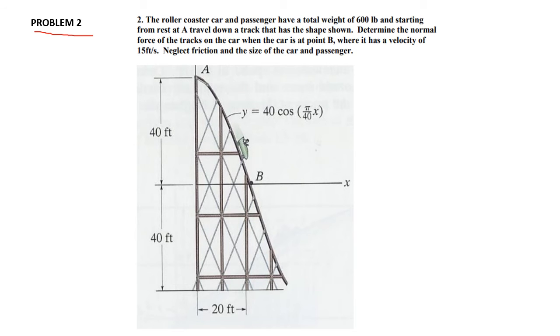So in problem 2, the roller coaster car and a passenger have a total weight that they give us as 600 pounds. Starting from rest, so we know the initial velocity is 0, at A, they travel down a track that has the shape shown here. So we have an expression for the shape of the track here. They want us to determine the normal forces on the track of the car when the car gets to this point B down here, where it has a velocity that we know of, 15 feet per second. They tell us to neglect friction and the size of the car and passenger.